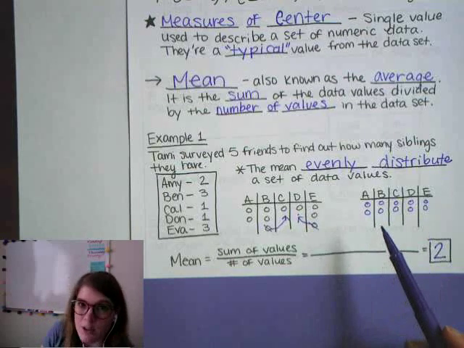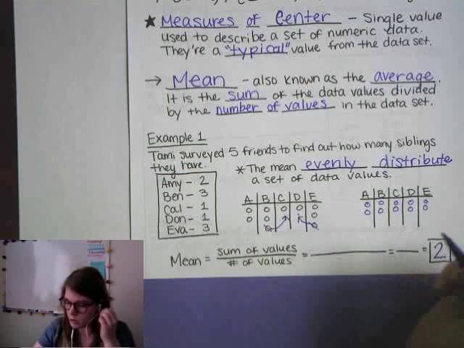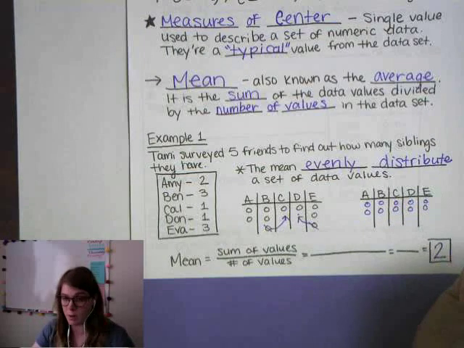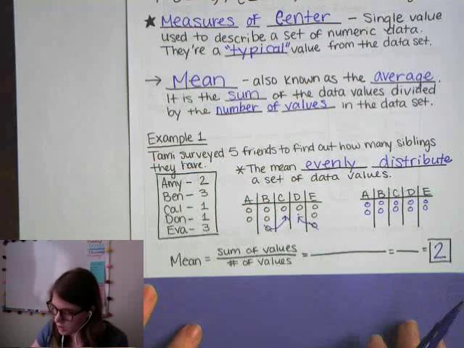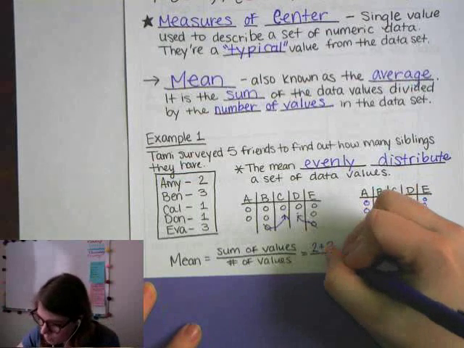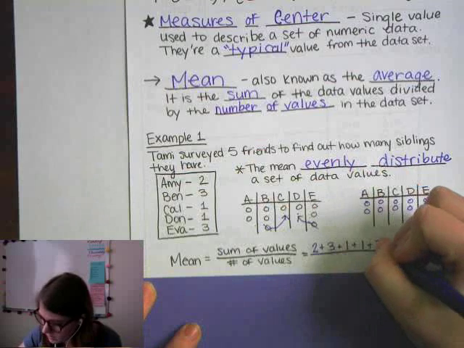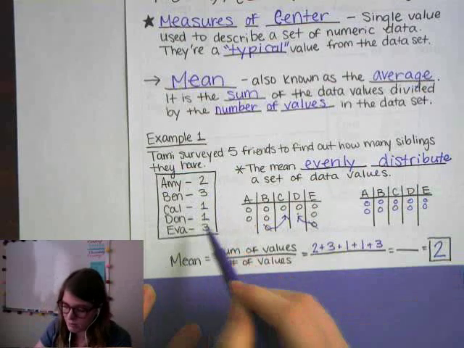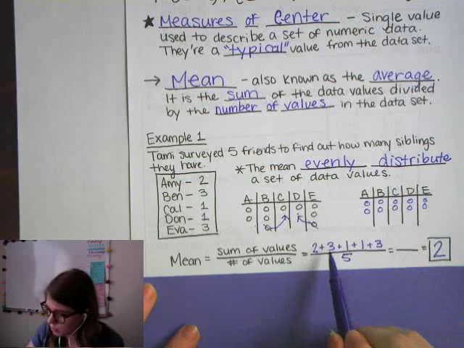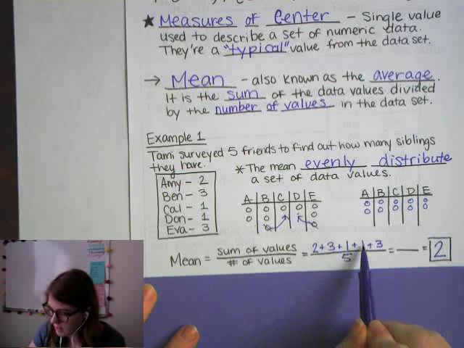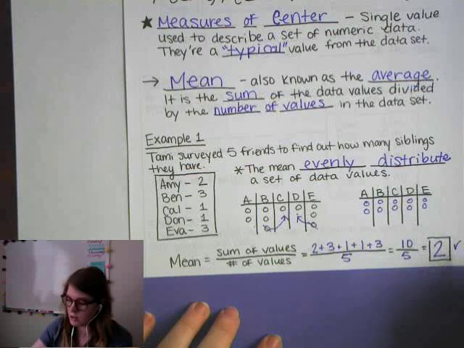Obviously, I don't expect you to draw counters for everything, especially when these numbers start getting bigger. This method is going to be impossible, but I do hope it shows you that visual. So let's check our work mathematically. We said we're going to find the sum, so we're going to add them all up. So we've got 2 plus 3 plus 1 plus 1 plus 3. And then there are 1, 2, 3, 4, 5 values. So that's what we're going to divide that sum by. Let's see, 2 plus 3 is 5, 6, 7, 8, 9, 10. And sure enough, 10 divided by 5 is 2.